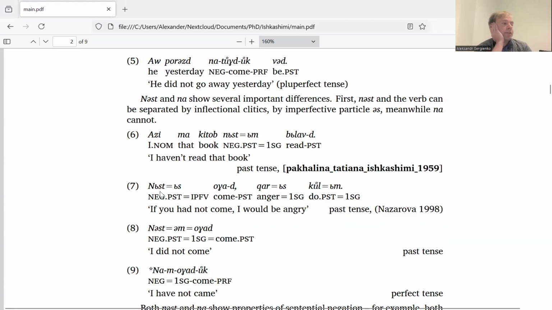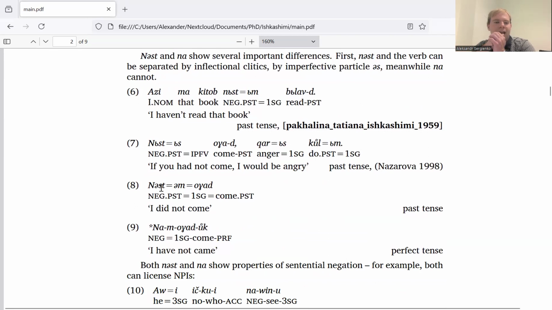In the seventh is basically the same, but you have the imperfective clitic, the habitual clitic is, right, which intervenes between the negative past and the verbal stem. You have nestesohat, right? So in the 8, you have basically the 6, but a homemade one, the example that I have collected by myself. I did not come. It's nistem ohat, right? You have the m intervening between the clitic and the verb.